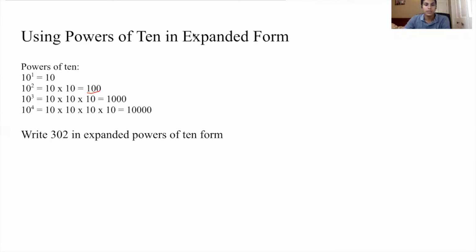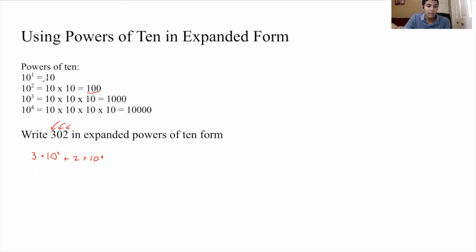If we were to write 302 in expanded powers of 10 form, we would start with looking at the hundreds place, which is where our 3 is, and say we would write 3 times 100. But 100 as a power of 10 means 10 times itself once, which is 10 to the power of 2. So we write 3 times 10 to the power of 2, then plus. There's nothing in the tens place, so we can skip that one. And then in the ones place, we have the number 2. So we would write 2 times 10 to the power of 0.